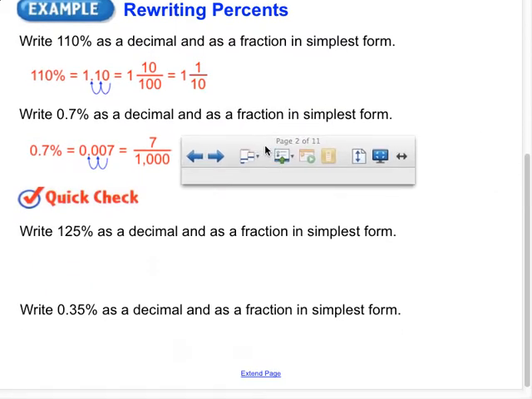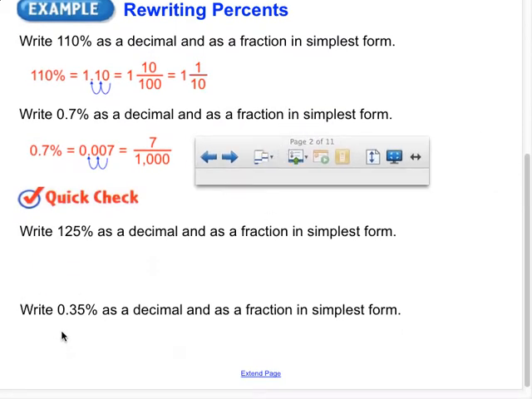Now, what I need you guys to do, knock these 2 problems out. Take some time. It shouldn't take you long. Should take you maybe 30 seconds, tops 1 minute.